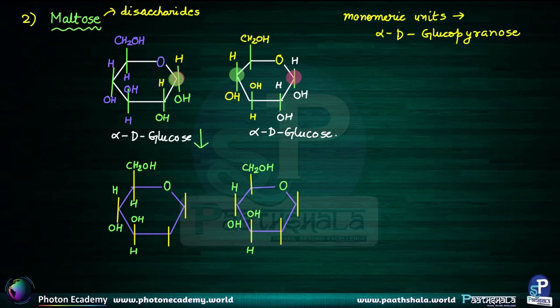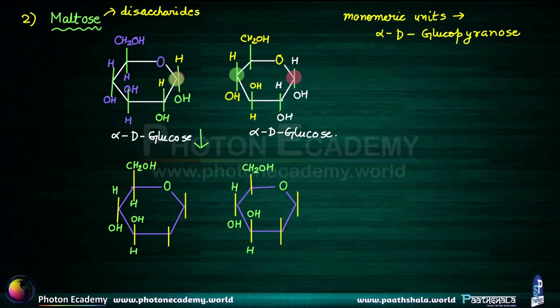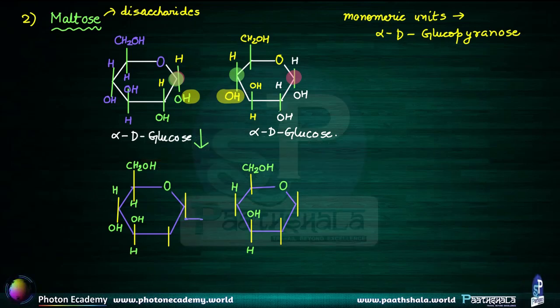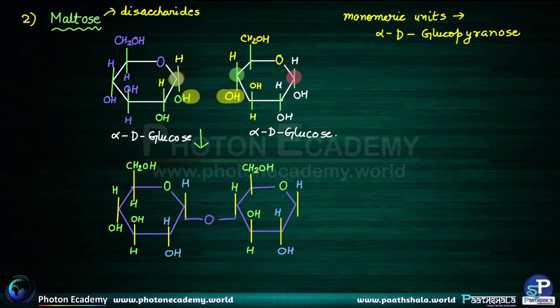from these two carbons, we'll be losing an H from here and an OH from here, and we'll be getting an ether linkage similar to as in our previous sucrose. So here we have an ether linkage, and we can clearly see that this is formed by the loss of a water molecule. So the rest of the carbon remains the same.